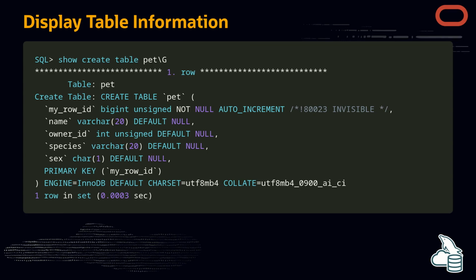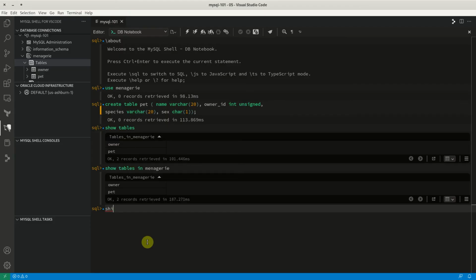For example, we see the engine, it used a default, which is InnoDB, but it has also used a charset that is defined by default. It's UTF-8 and before in MySQL 8. There is also a primary key, but we will see that a bit later. As you can see, this myRowID, we never define it ourselves, and we can see that was also invisible keyword.